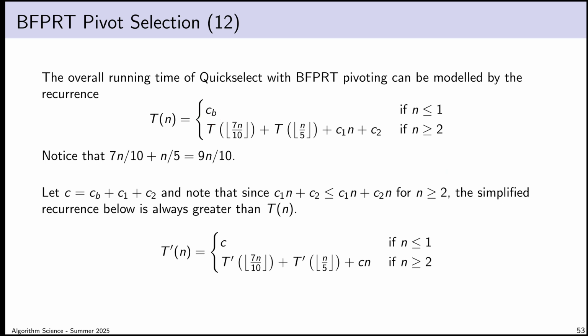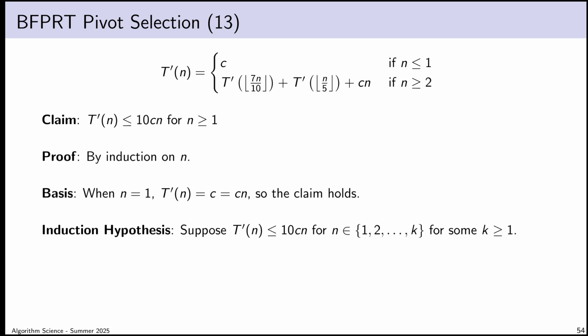So what I'm doing here is just saying, let's replace this with c times n, keeping in mind that, as I was able to justify, it's obviously less than or equal to c times n. So I end up with this recurrence T prime, which will be a bit cleaner to talk about if I want to write a proof. And the proof I want to write is simply that T prime of n is less than or equal to 10 times cn. We know that c is a constant, so this is enough to establish that T prime of n is big theta of n.